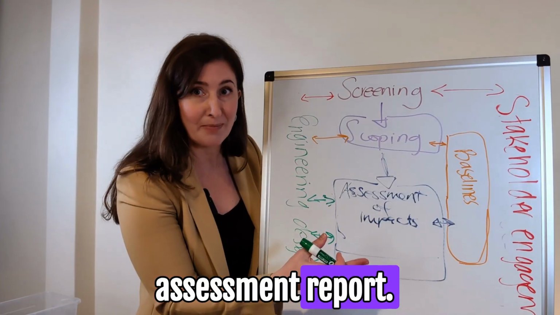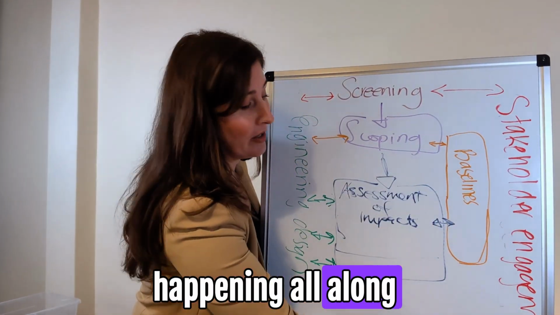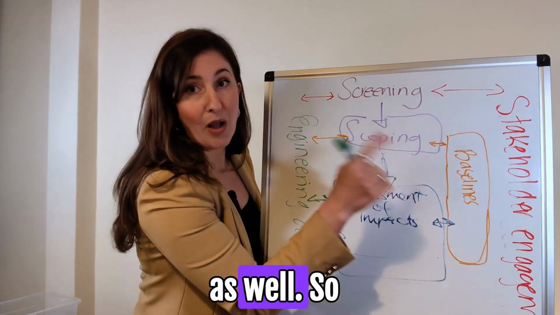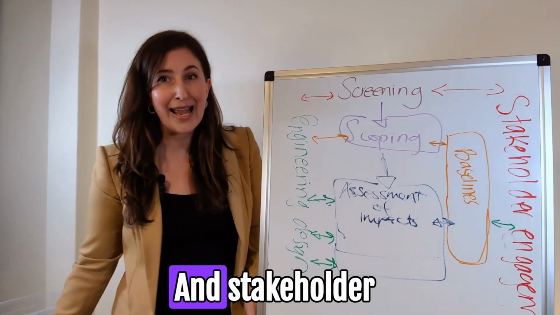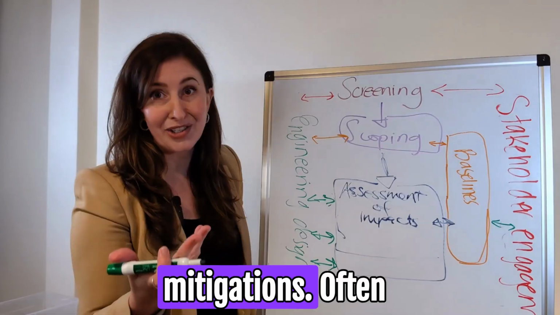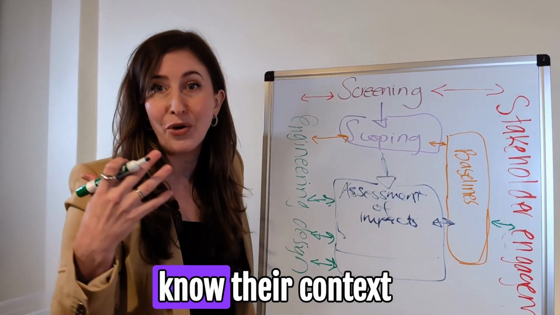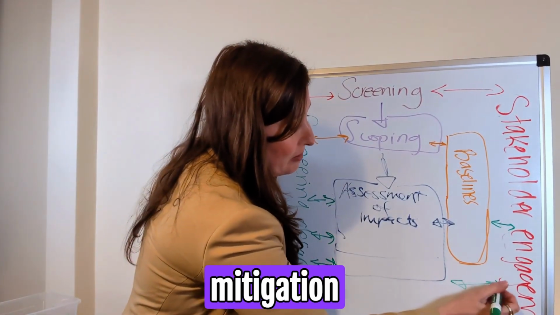Similarly, stakeholder engagement should also have been happening all along at the same time, informing especially the baseline studies too. And stakeholder engagement ideally can also inform mitigations. Often the community know their context very, very well and can help inform some of those mitigation measures.